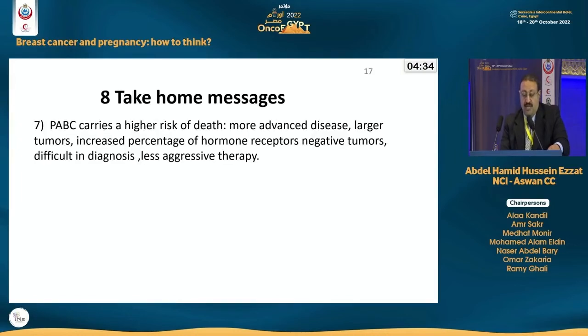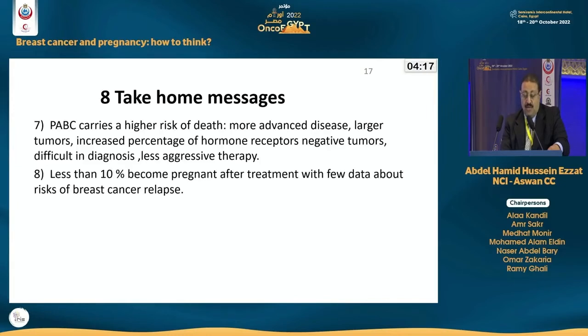Pregnancy-associated breast cancer carries a higher risk of death because of more advanced disease, larger tumor, increased percentage of hormone receptor negative, difficult diagnosis, and less aggressive therapy. And finally, less than 10% become pregnant after treatment, with few data about the risk of breast cancer relapse.